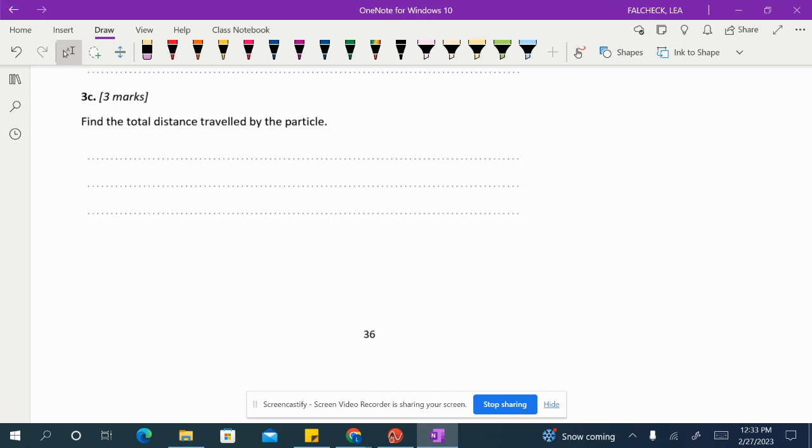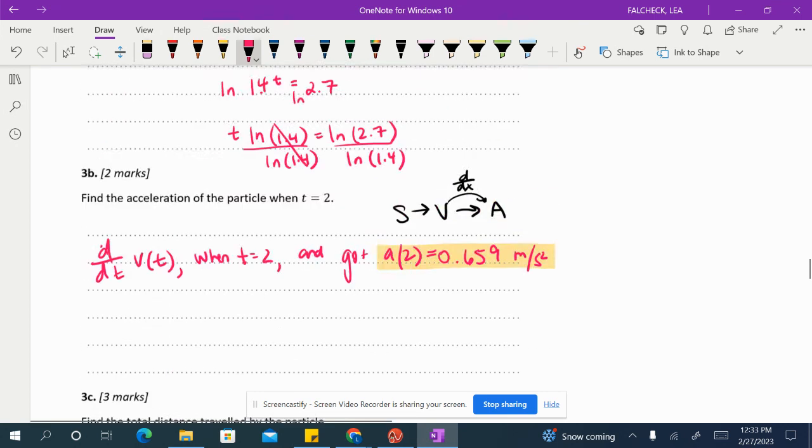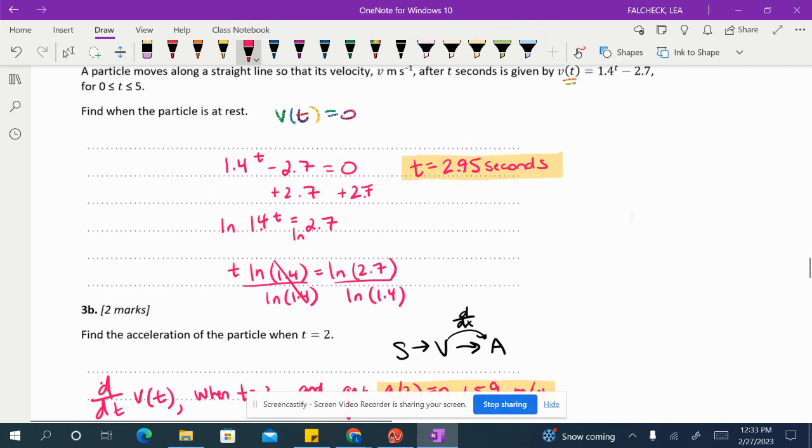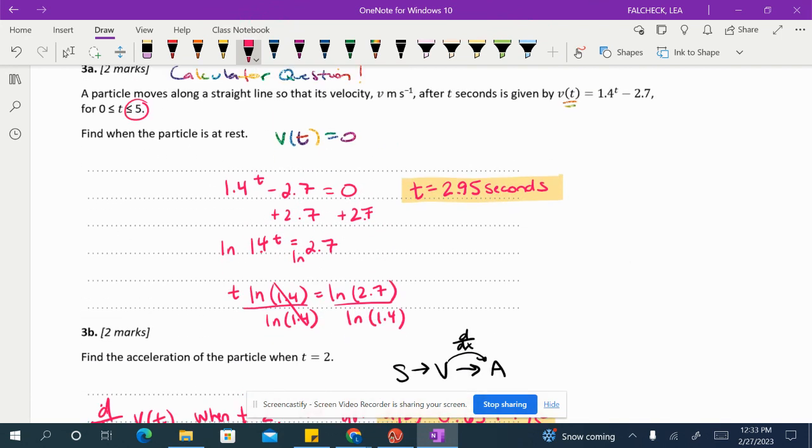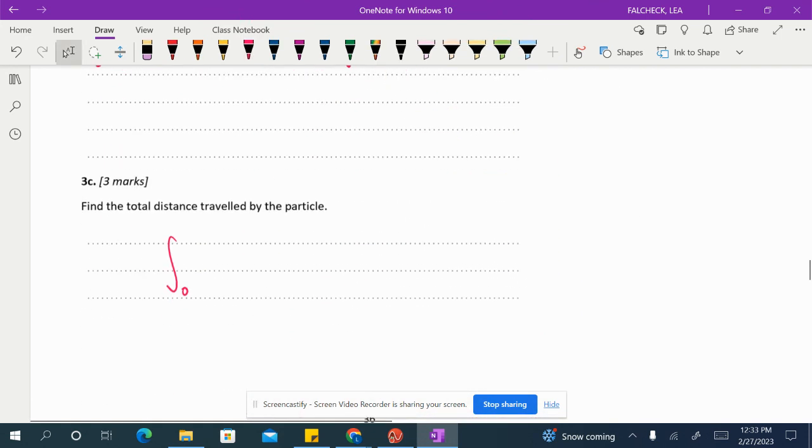3C, find the total distance traveled by the particle. Total distance traveled, and we get to use our calculator. Hooray. We have to figure out the bounds, okay? So we know that we're starting when time is equal to 0, and then the interval ends at time equals 5. So that's going to be our upper bound.